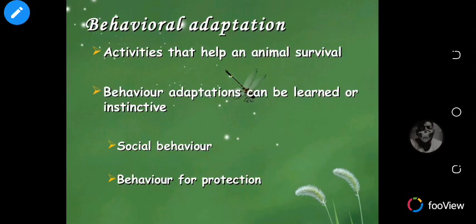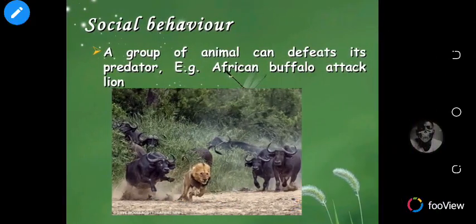With the behavioral adaptation, it has to do with activities that help an animal survive. Behavioral adaptation can be learned or instinctive. So we have social behavior and behavior for protection. Social behavior has to do with animals as a group acting together. In this picture, you can see the buffaloes chasing away the lion. This is social behavior, where when the lion is just one, the buffaloes can defeat it, because they know the lion is single.